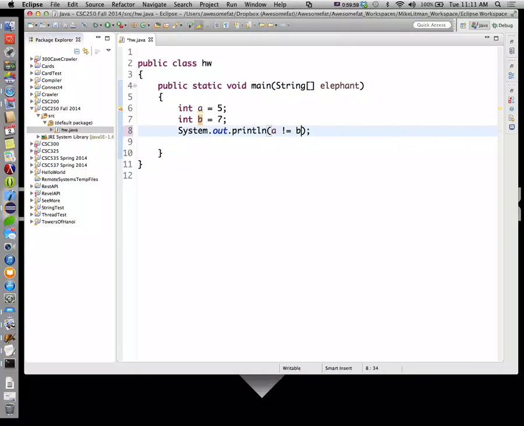A not equal to B. It's a true statement. It is true that A is not the same as B. And by the way, you cannot have spaces in between the compound operators like that. They require the characters to be right next to each other. Okay?